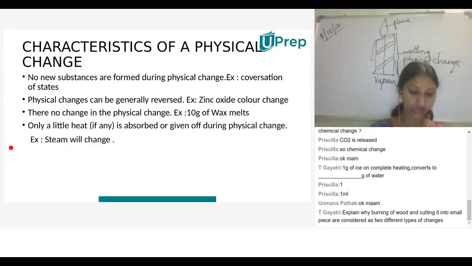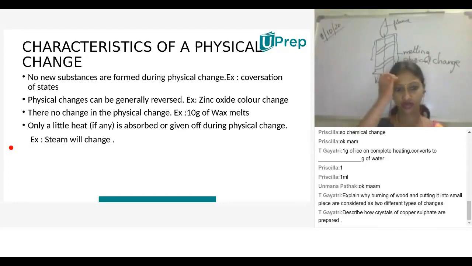Is it correct, children? What you said is correct. Yes, ma'am, it is correct. The inner composition does not change when we cut it into small pieces.